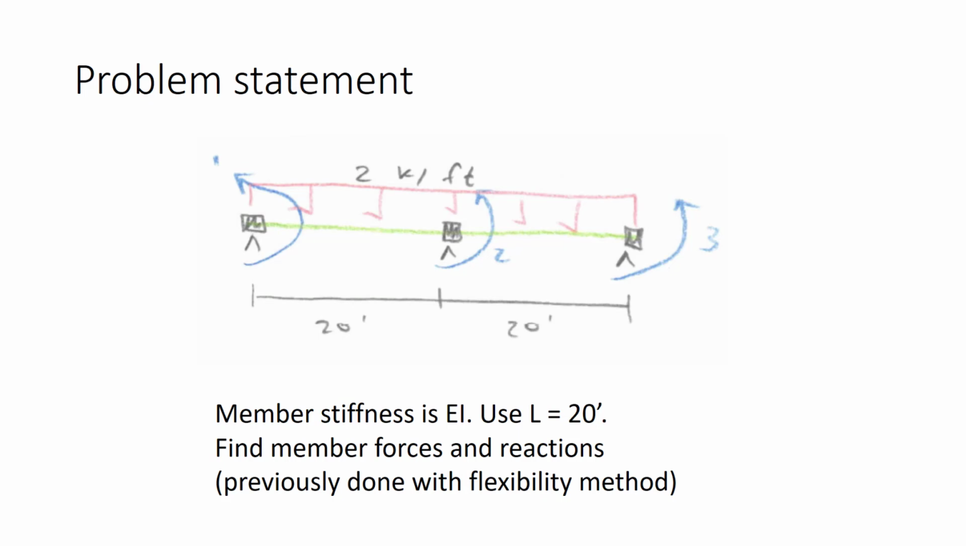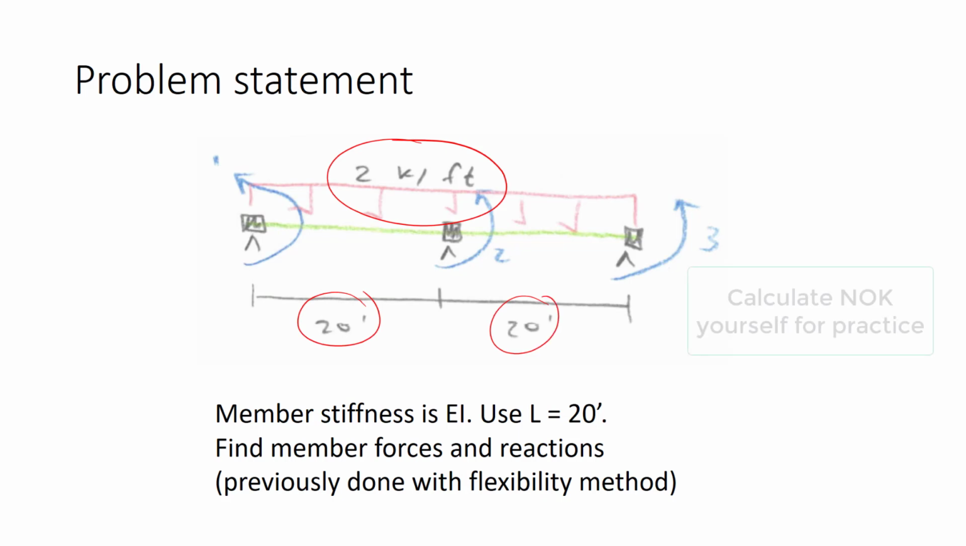We have a two-span continuous beam that's subject to a uniform load of 2 kips per foot. The span lengths are each 20 feet, and I've indicated in the blue arrows the 3 degrees of freedom. Now you might want to go and calculate NOK and determine that indeed there are 3 degrees of freedom. In this problem, we'll use a member stiffness EI. We'll be using the terminology L for length. And our ultimate goal in this video and the next one is to find member forces and reactions.